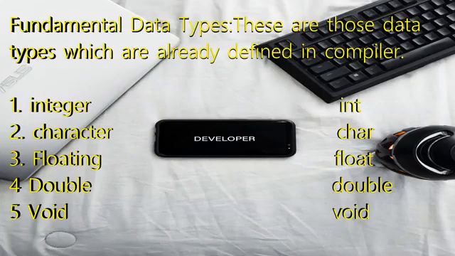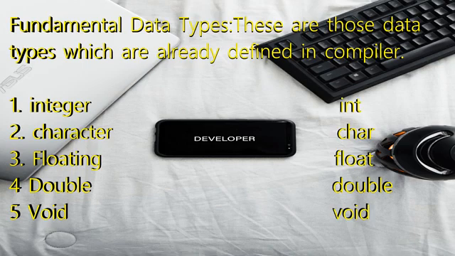Moving forward to the very first data type, the fundamental data type. As I already told you, these are already available in the compiler. Whenever we write words like int, which I have shown here as the short form of integer, the compiler automatically understands that the type of data associated with that variable will be integer type, which does not hold any decimal value.